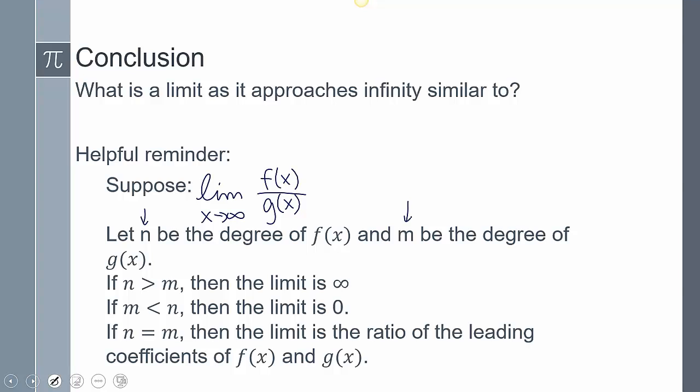When the degree on top is larger, it approaches infinity. Now, it could also be negative infinity based upon the circumstances of positives and negatives. That always changes things. If the degree on the bottom is larger, it'll always approach 0. And if the degrees on top and bottom are the same, then the limit approaches the ratio of the leading coefficients.